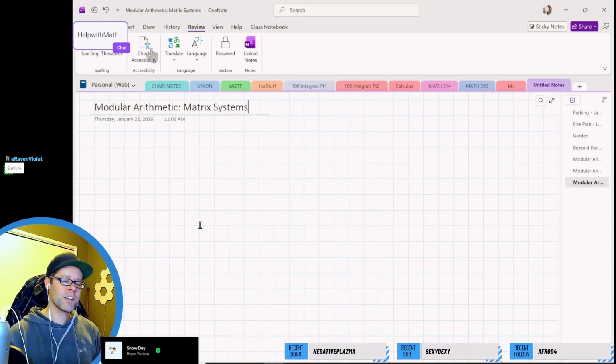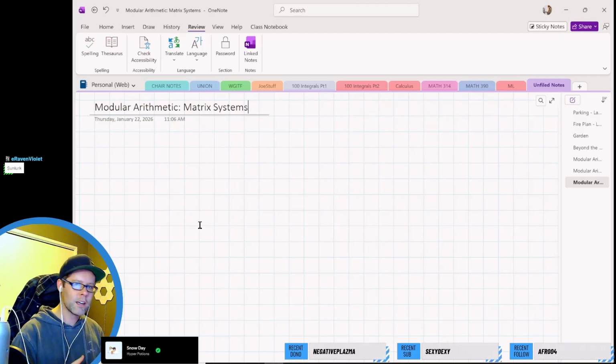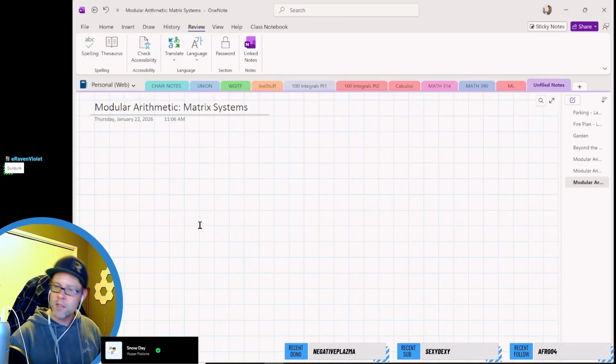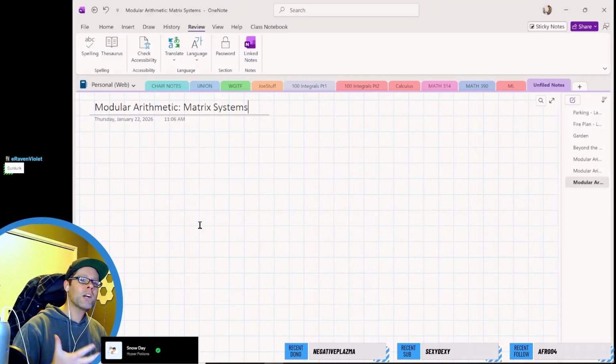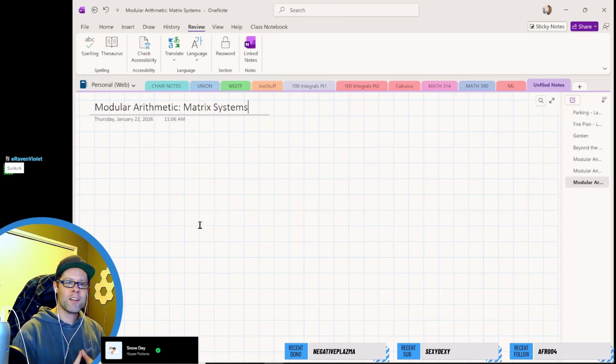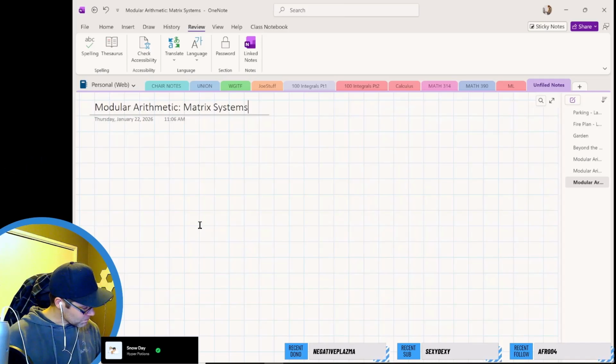In this particular video, we're going to take a look at matrix systems, specifically ones where we might be working in modular arithmetic, and see when these matrices might have inverses and potentially use them to solve some bigger problems involving mod arithmetic.